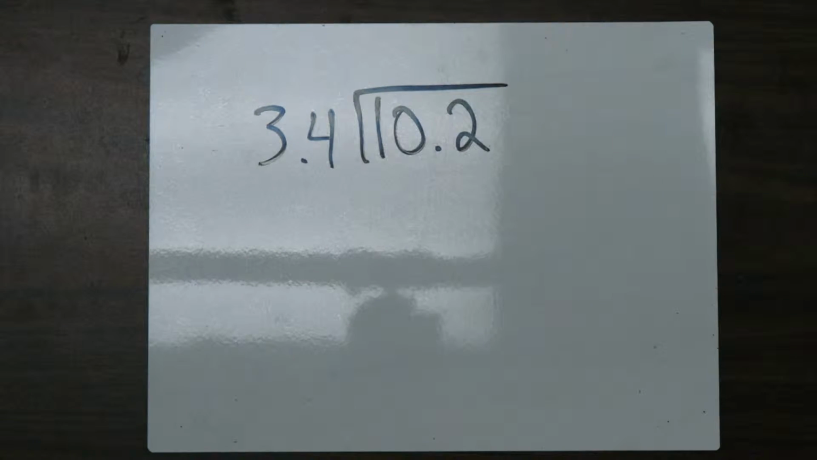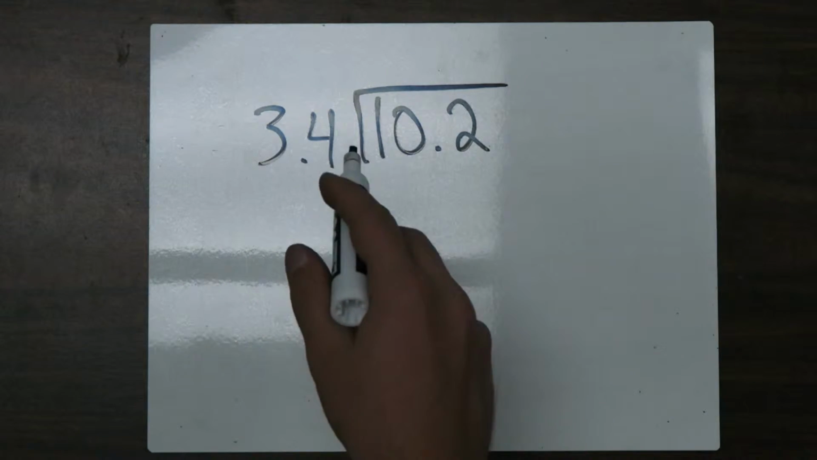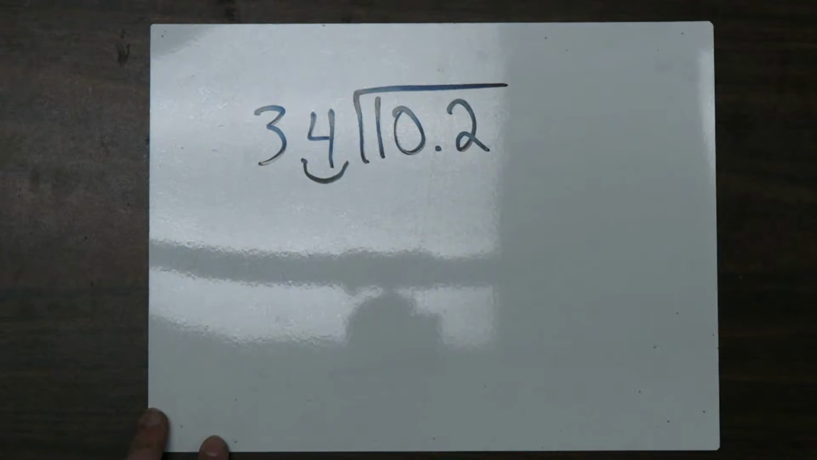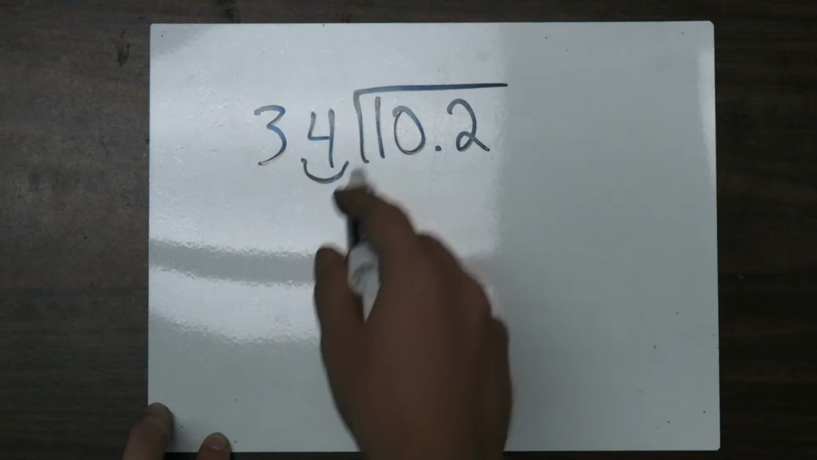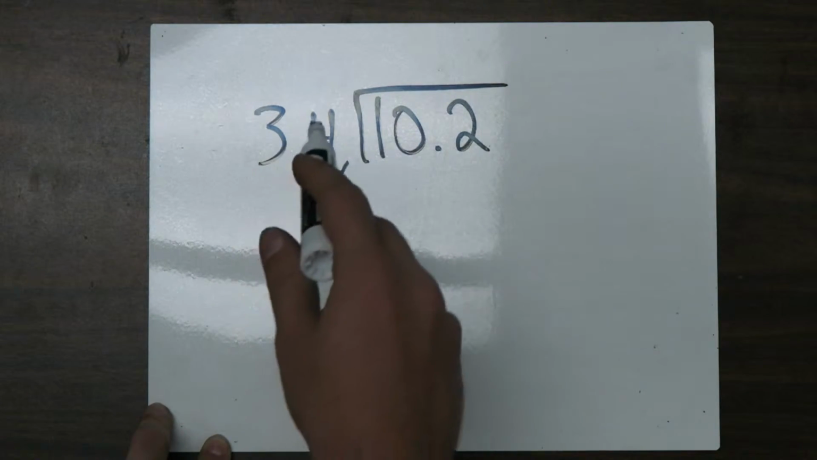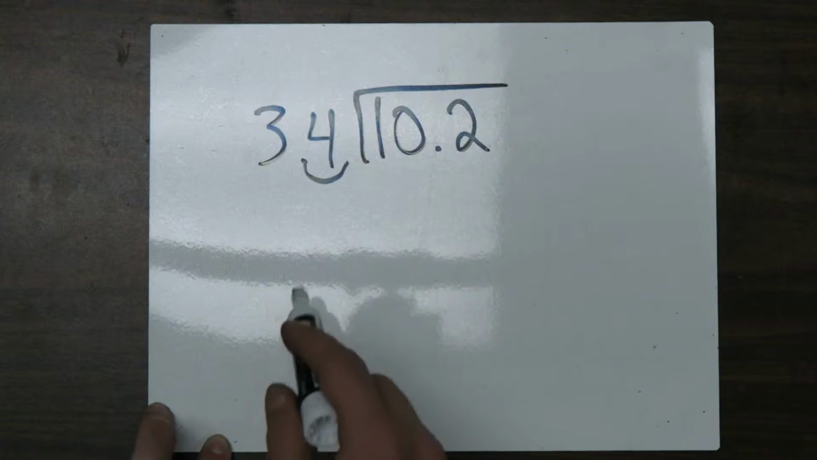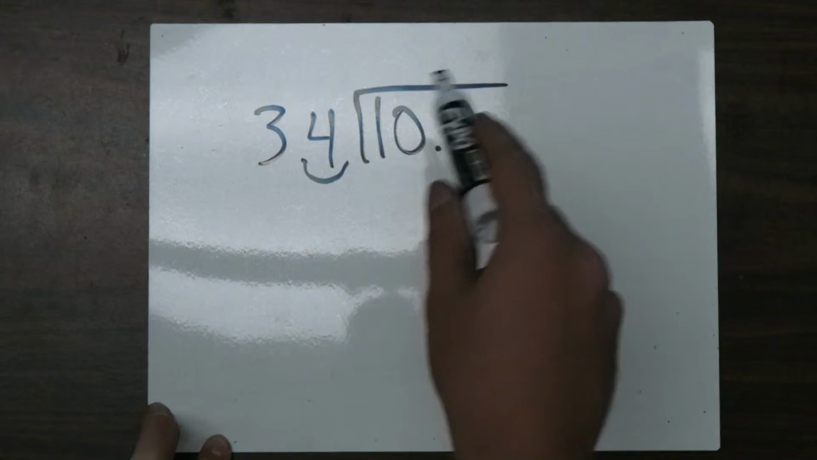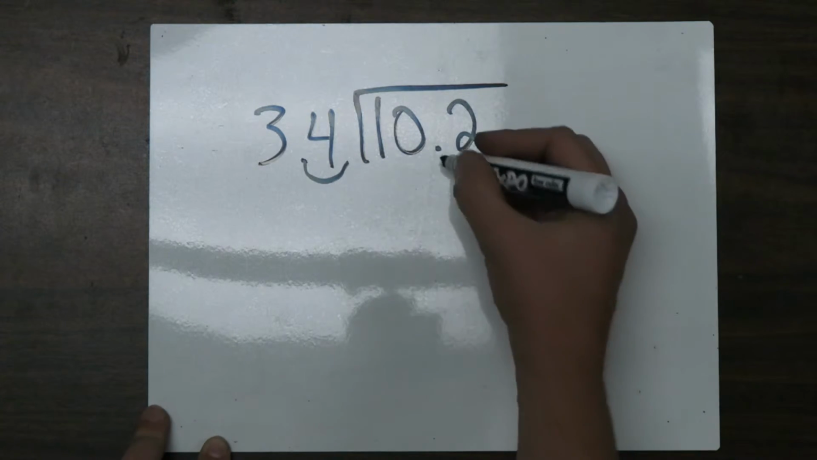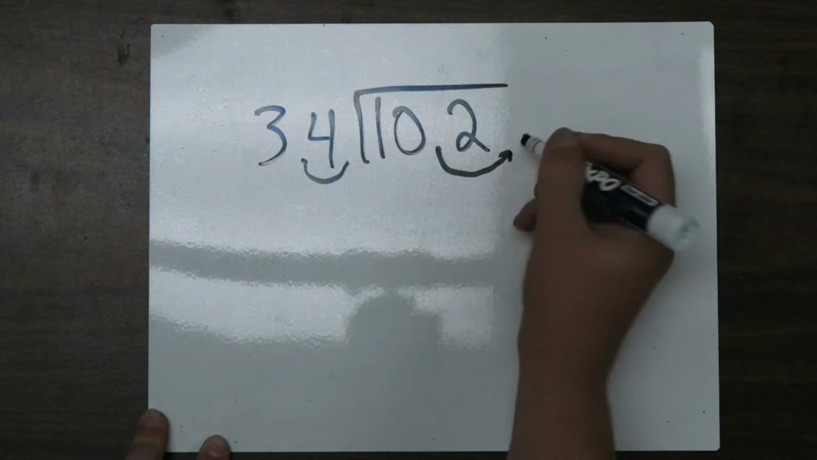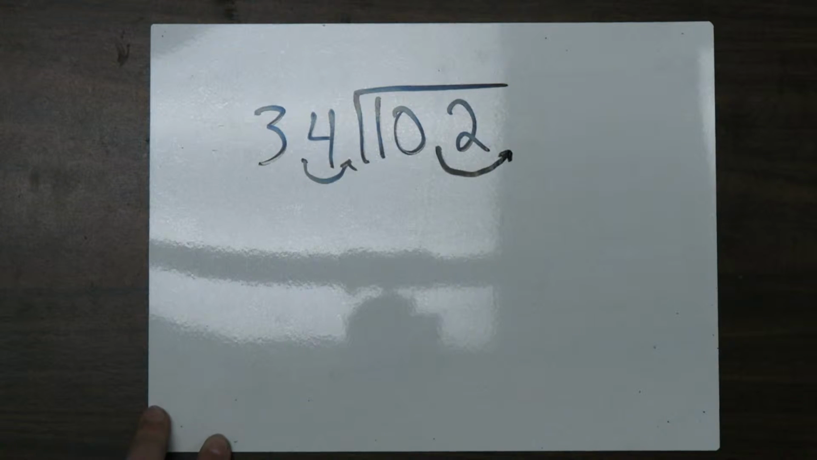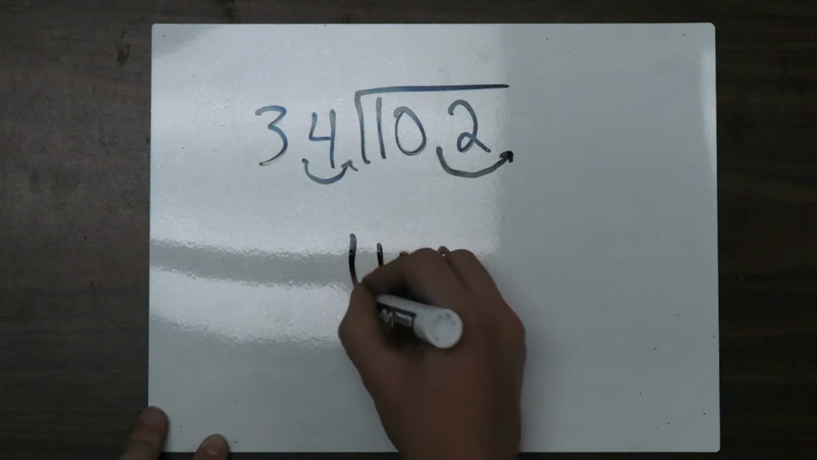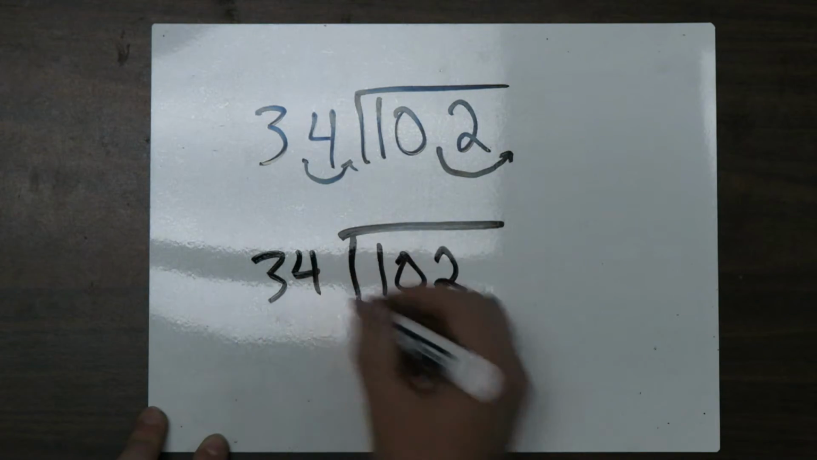So 3.4, I need to move that decimal point one space over so that it's at the end of my number now. And however many spaces I move the decimal point on the divisor, on the outside number, I have to move the decimal point the same number of spaces on my dividend, the inside number. So I also have to move this one space over. Now if I rewrite the problem, I end up with 102 divided by 34.